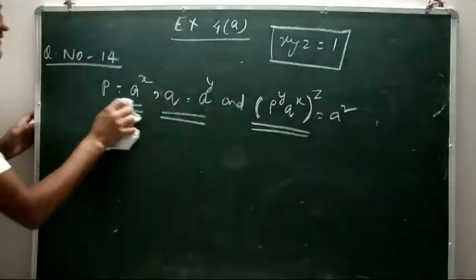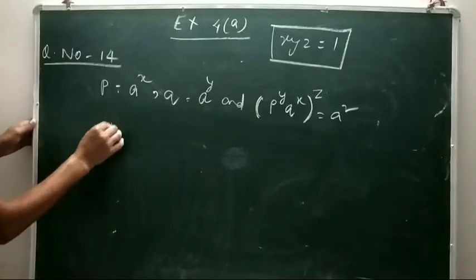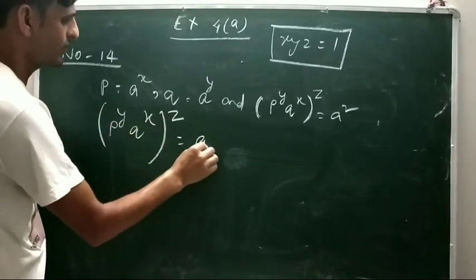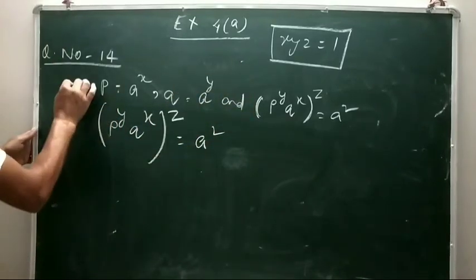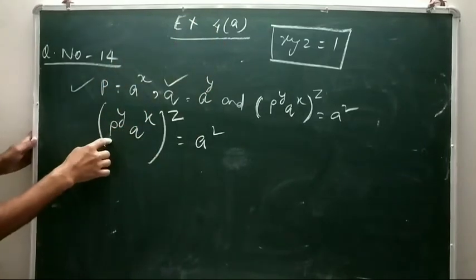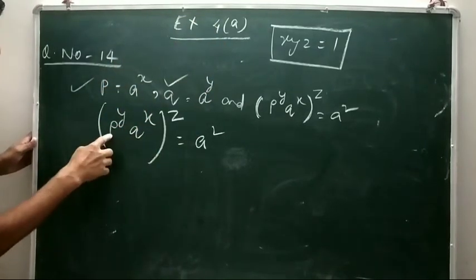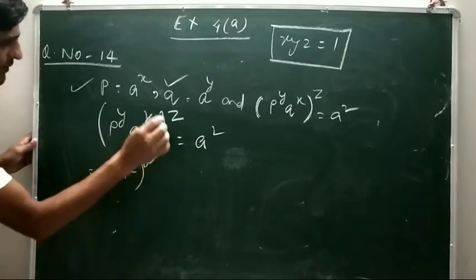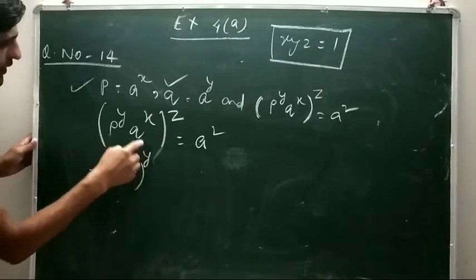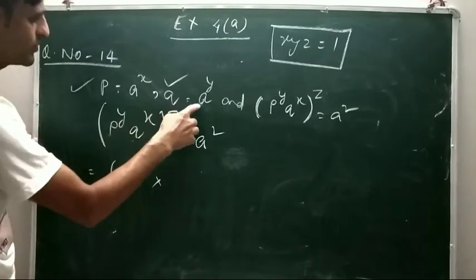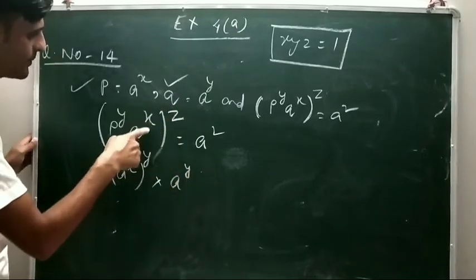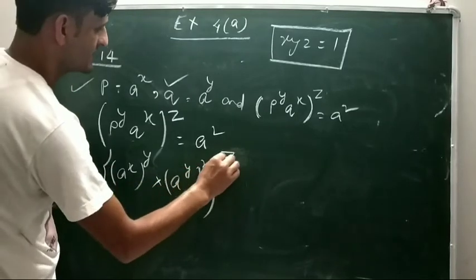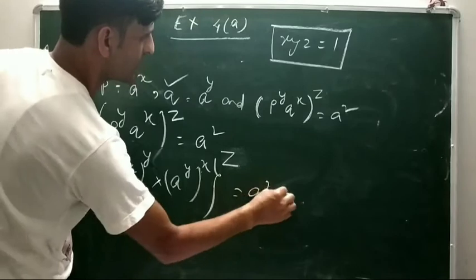So let us start. We are given (p to the power y, q to the power x) to the power z is equal to a square. Then we will put the value of p and q here, which is given. See, p means a to the power x, then power y. Then q to the power x. Q means a to the power y, then there is a power x. Then the whole power is z, which is equal to a square.